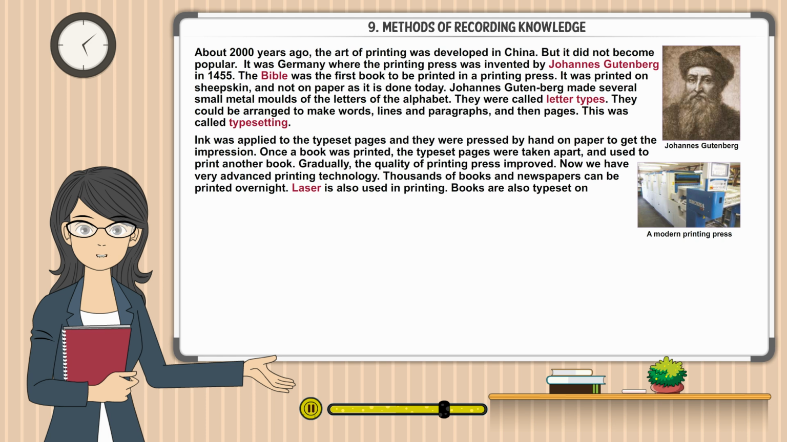Laser is also used in printing. Books are also typeset on computers and printed on offset printing machines. Thus, the printing press has played a key role in spreading and recording knowledge.